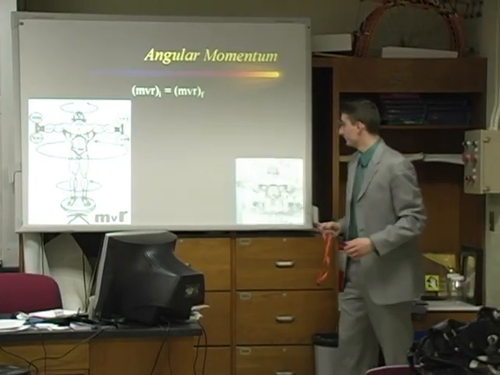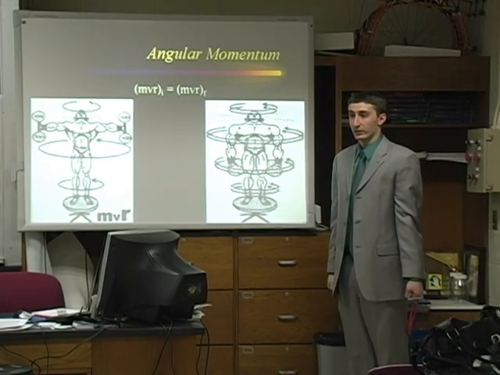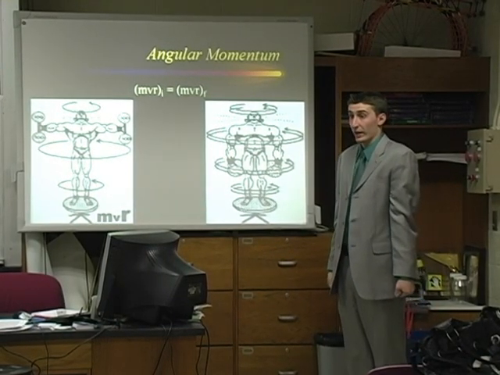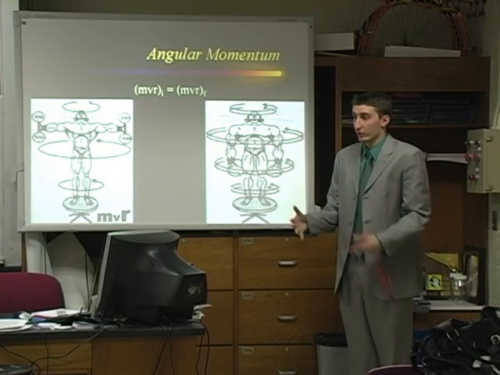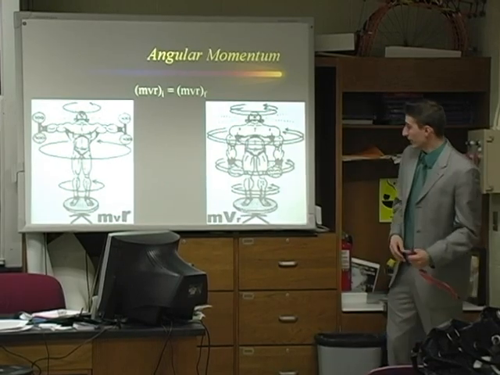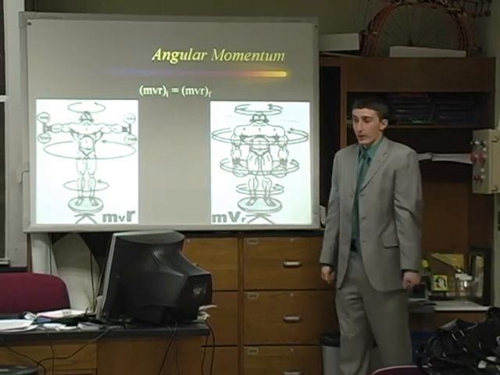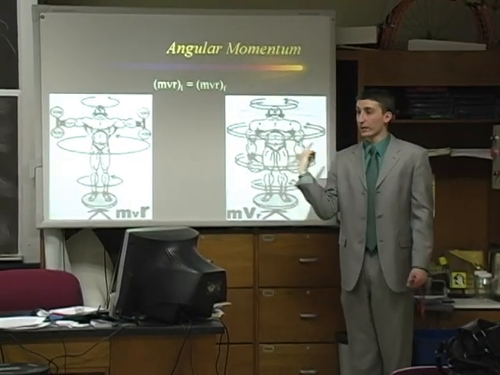Now, when he pulls it in, what happens to his radius? Right, his radius is smaller. So then what do you think happens to his velocity? It increases. Good. So when this little thing flies in here, his radius got smaller when he brought his arms in. So his velocity went up. His angular velocity went up.